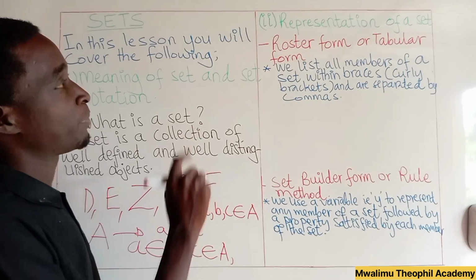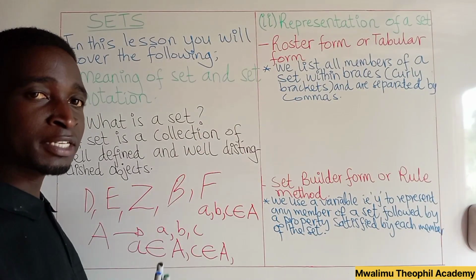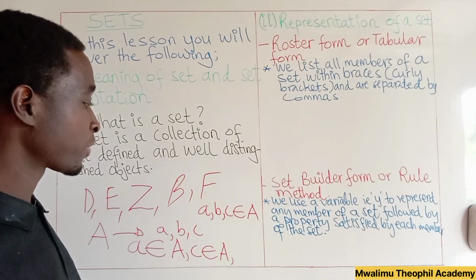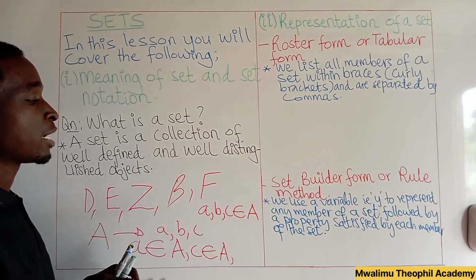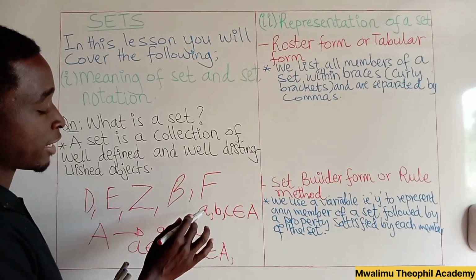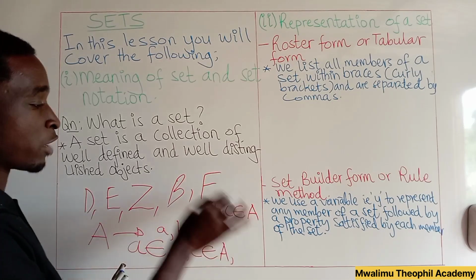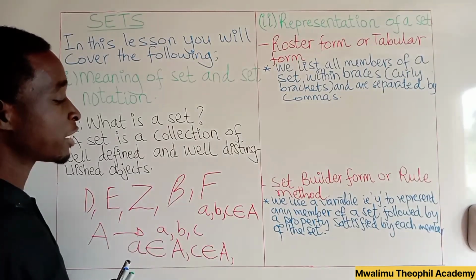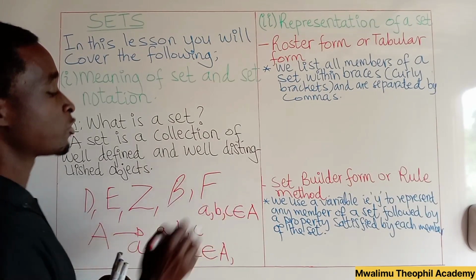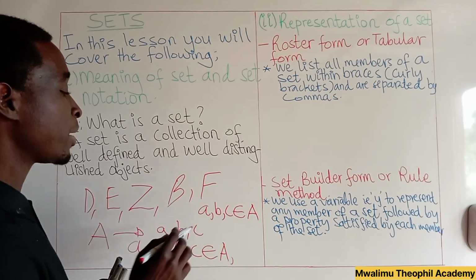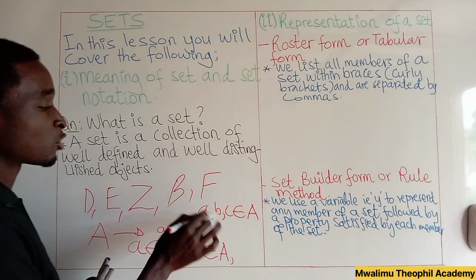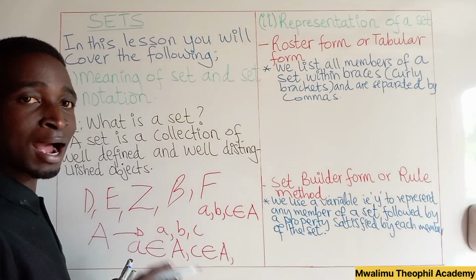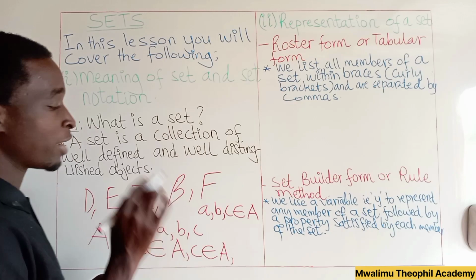Before I explain this second part, which is representation of a set, you have to note the following. Here I have explained the case where the given elements belong to a particular set. Now, what if any of these elements is not a member of set A? Here, maybe element A does not belong to set A. How are you going to write this? We write it this way.